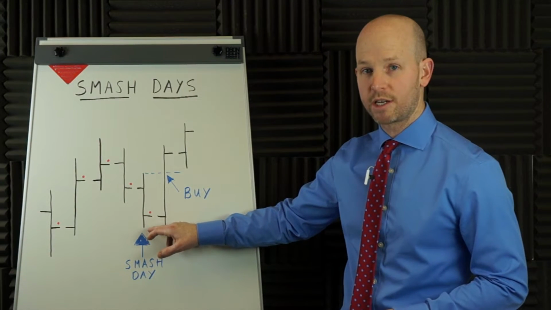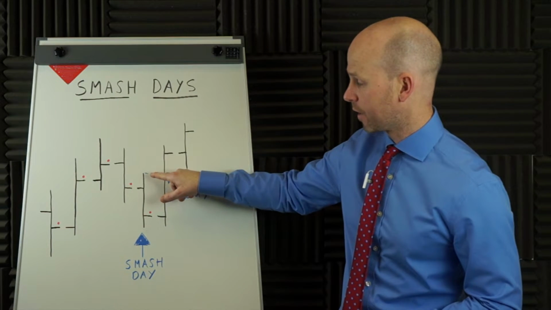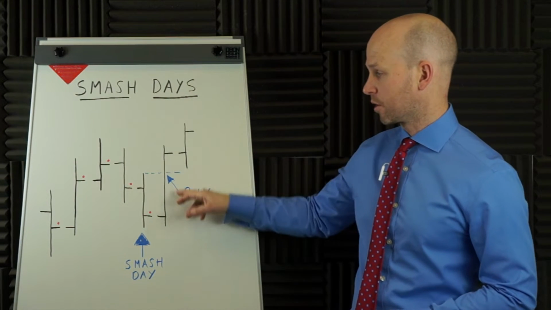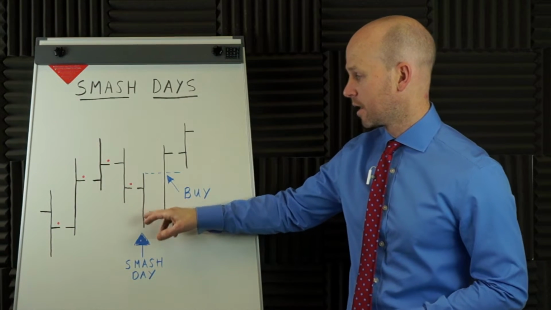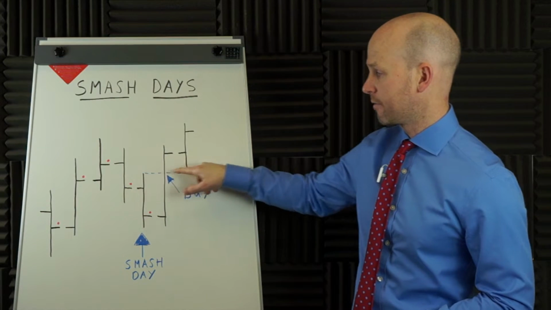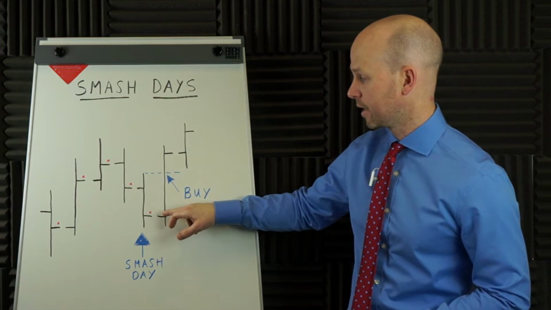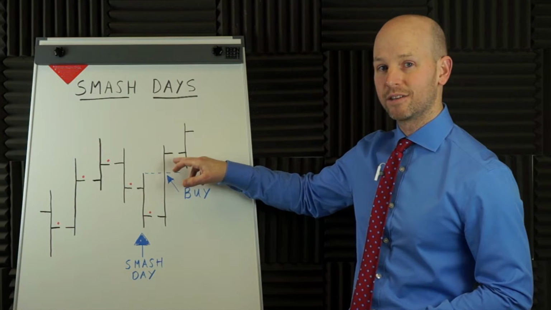We don't take the trade yet. We take the trade the next day only if the high of the smash day is broken to the upside. So the minute we see this, we then set a buy stop order at the high of the smash day at that level there. Then if the next day starts to rally and breaks through that, then that will get us in the trade.